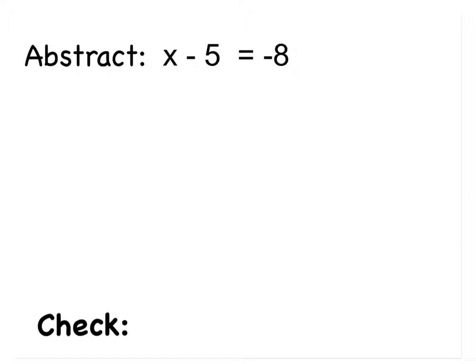Now let's show this algebraically or abstractly. So I'm going to draw a line down the center, and remember, we do that to keep the two sides of our scale separate. And we want to make sure that we show clear evidence. Okay, so we're going to add 5 to this side and add 5 to this side.